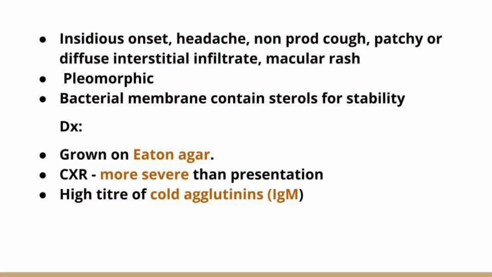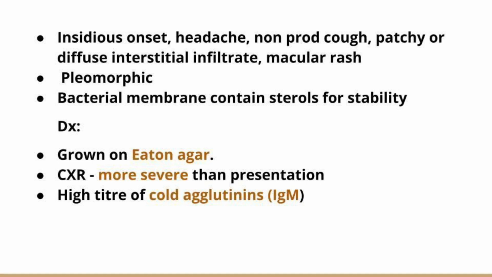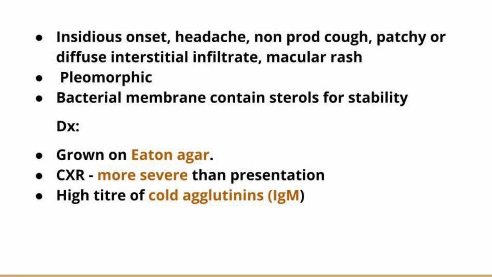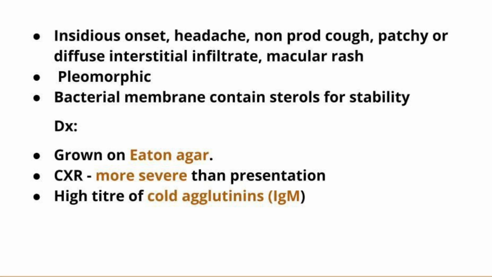Atypical walking pneumonia presents with insidious onset, headache, non-productive cough, patchy or diffuse interstitial infiltrate in the X-ray, and macular rash. This organism is pleomorphic, and the bacterial membrane contains sterols for stability even though it is pleomorphic. It can be diagnosed by growing it on Eaton agar.